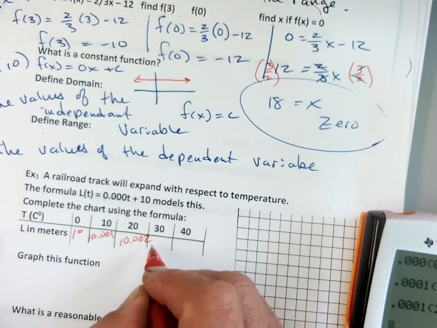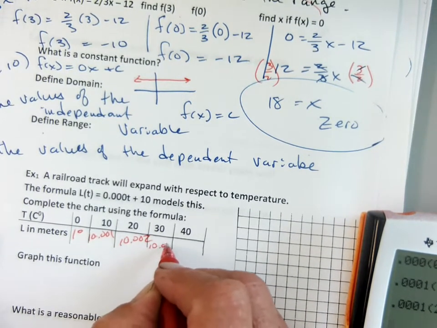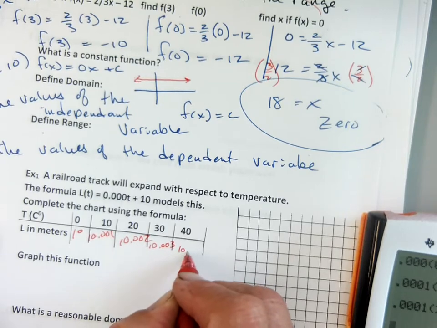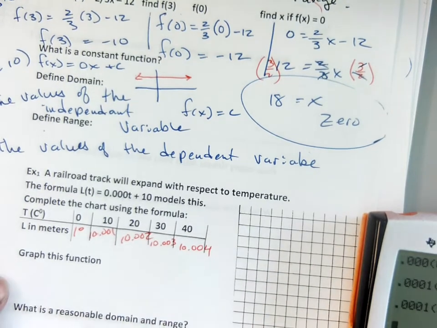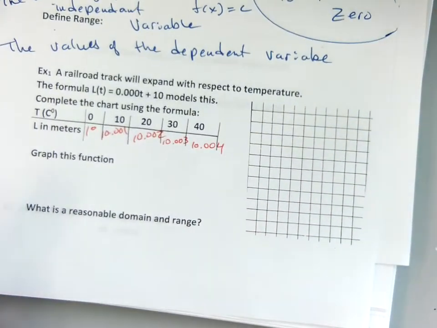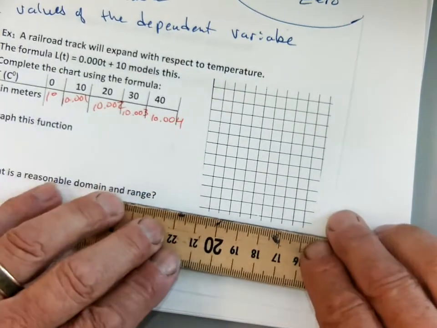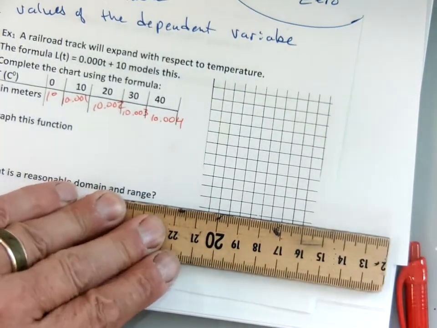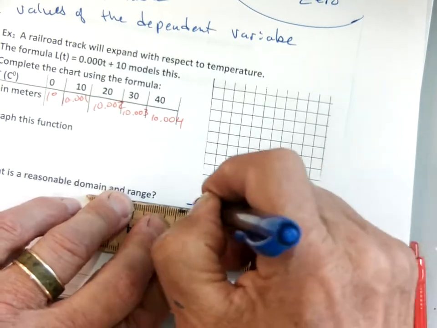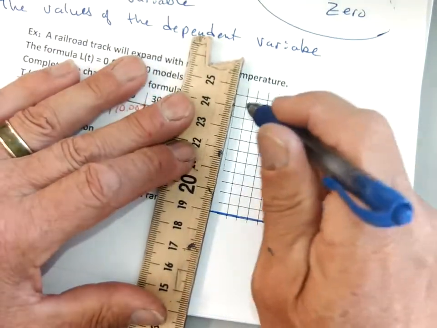And then this would be 10.003 and then 10.004, okay? Wow, I got to fix that. Darn it, I hate making mistakes. So graph this function. Well, all right, let's see here. How am I going to do this? I got to use my brains.